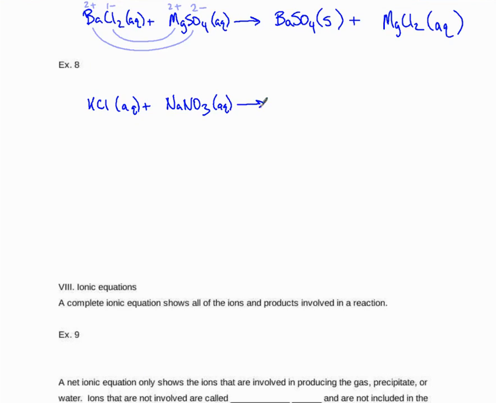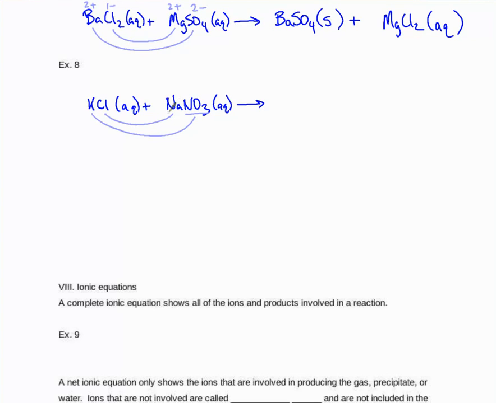In the next one, we have potassium chloride and sodium nitrate, and these are going to react. And so we're going to end up with two different ionic compounds. That would be potassium with nitrate and sodium with chloride. So before we write anything down, you could write it down if you want, but let's check to see, are these things going to be soluble?